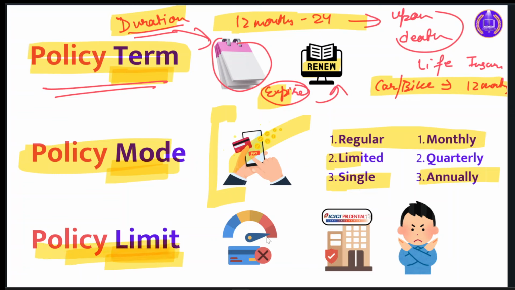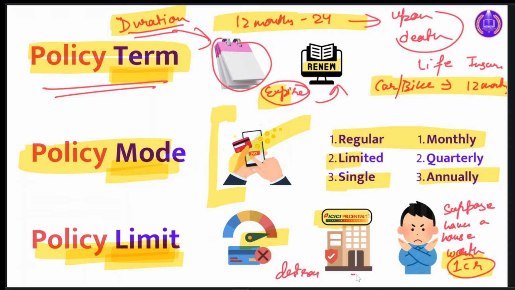Then we have policy limit. It is the maximum limit that the insurer will pay to a policyholder. Suppose you have a house worth 1 crore, and due to flood, it got destroyed. But you have an insurance policy of only 50 lakhs. Then the insurance company will only pay 50 lakhs. They won't pay the 1 crore rupees. So this is the policy limit. The limit is the maximum amount that the insurance company will pay to the insured or the policyholder.